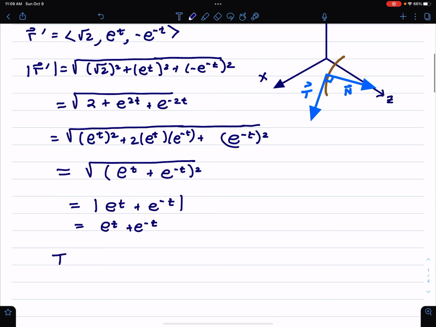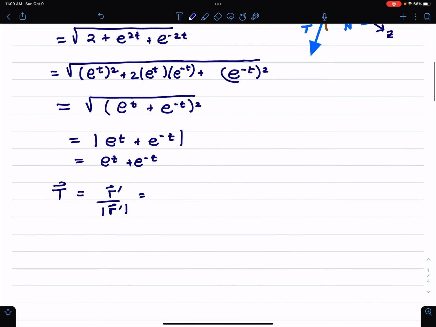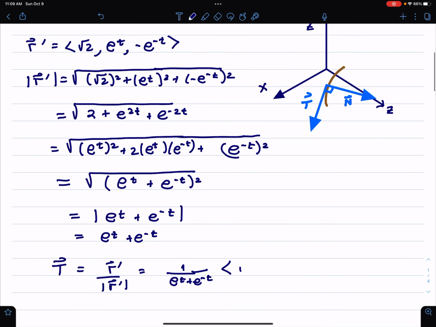And so then the unit tangent vector function T is r prime divided by magnitude r prime. And so this is equal to 1 over e to the t plus e to the negative t. That is 1 over the magnitude, times r prime, and r prime is root 2, e to the t, negative e to the negative t. It might not seem like I had done this, but actually I worked out this problem beforehand.